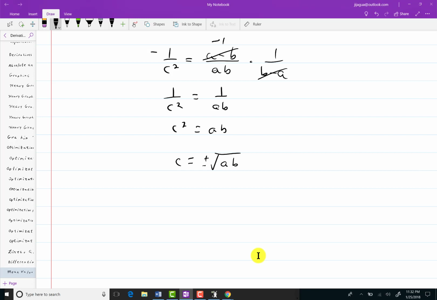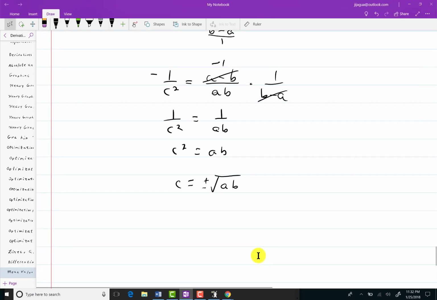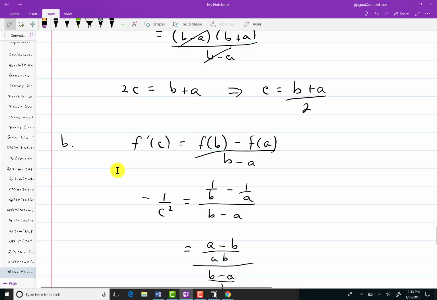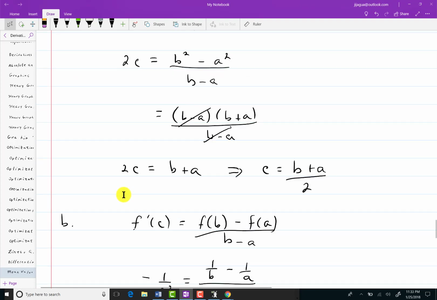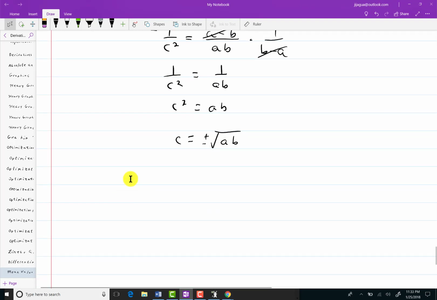Now let's take a look back at the question, because I don't remember ruling out the negative outright. Let me see what the rules were, and we'll see how to answer this. Okay, a and b are positive numbers. Then that means that c has to be between a and b, which means c has to be positive. So we have 0 is less than a, which is less than c, which is less than b. So this means we must choose c equals the positive square root of ab.